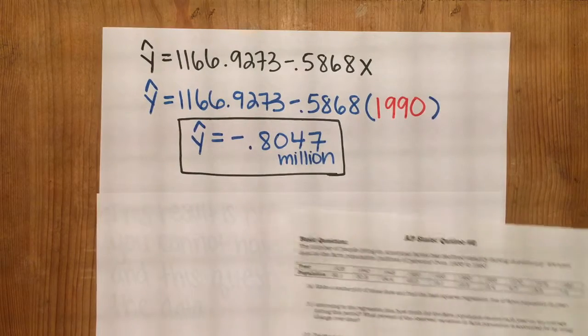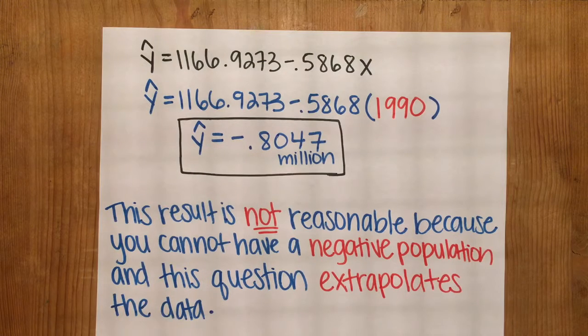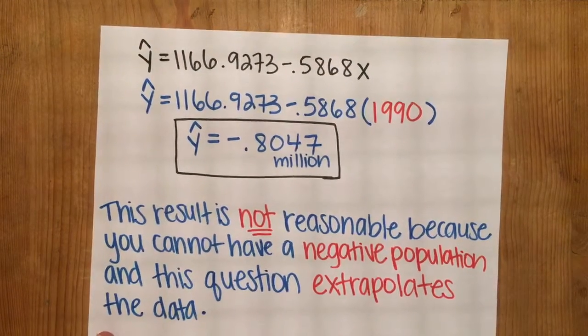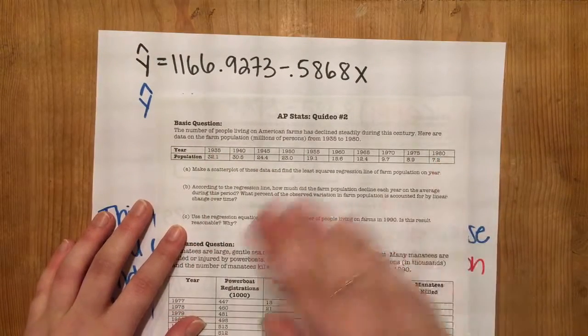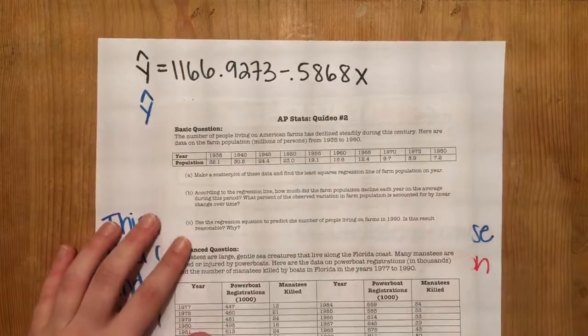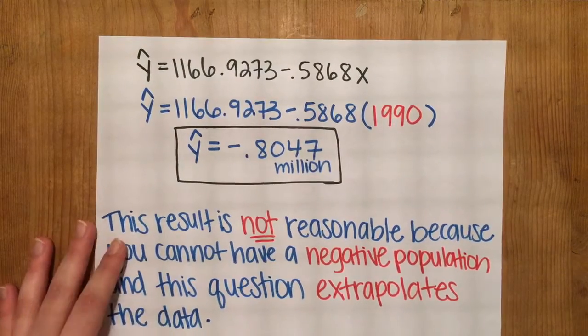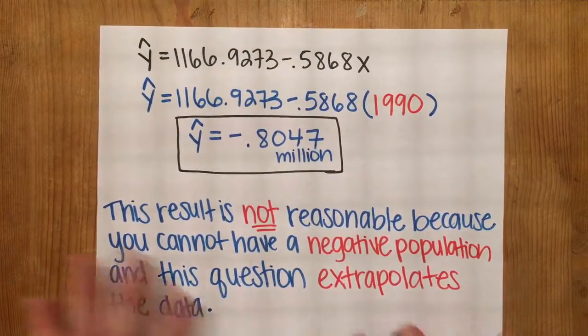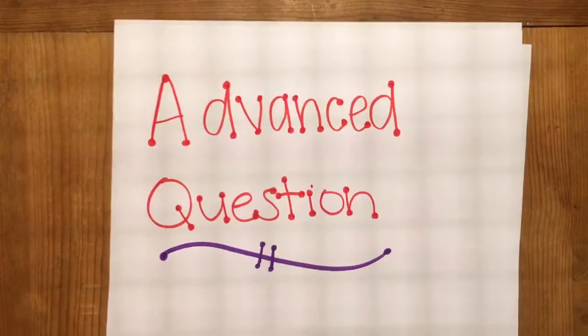And to answer the rest of the question, is this reasonable? It is not reasonable because you cannot have a negative population, and this question extrapolates the data, which means you're going outside of a range. The range we were given was from 1935 to 1980, and 1990 is outside of that range. So we can only predict what we've been given, so we cannot really answer this question. We shouldn't have answered this question in the first place.